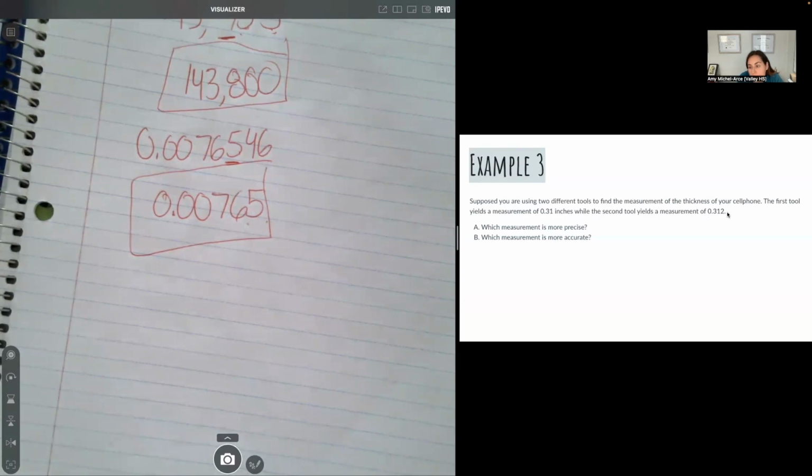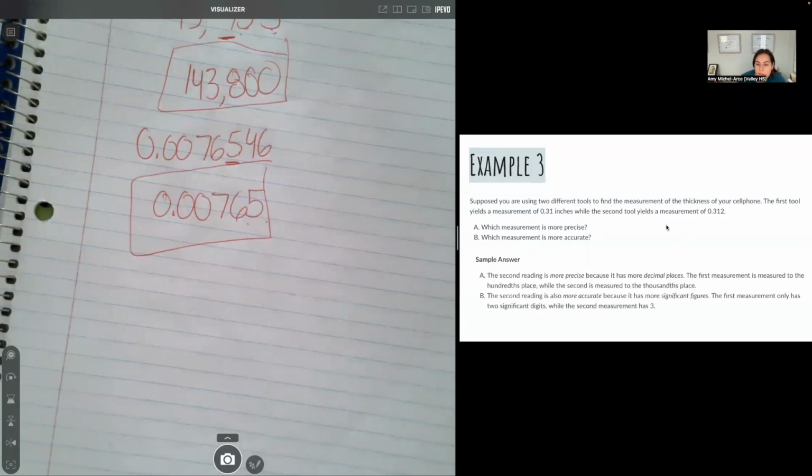And the one that is more accurate is the one with more significant figures. The leading zero is not significant. So the first measurement has 2 significant figures and the second one has 3. So 0.312 is also the more accurate measurement. It's more accurate and more precise.